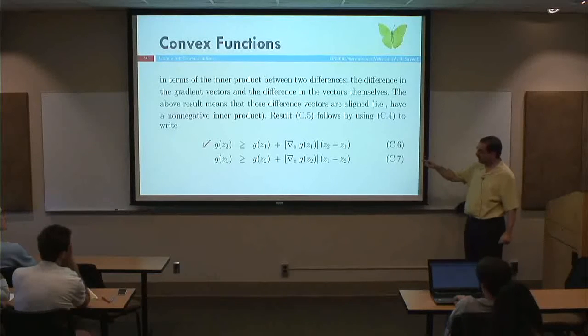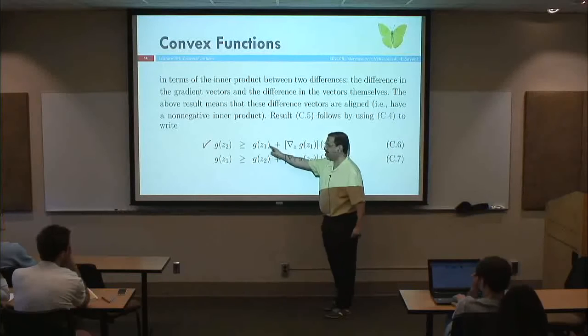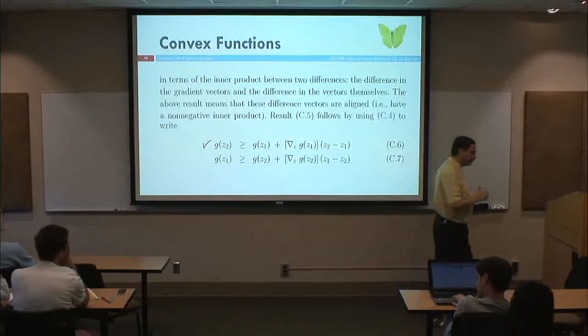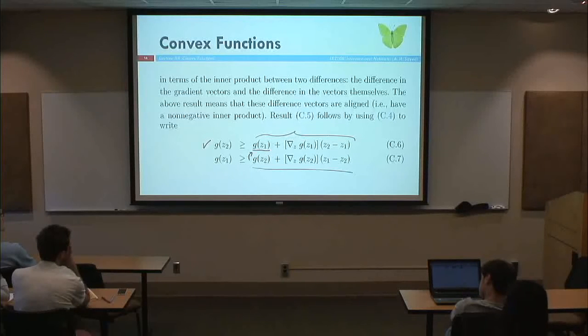So now if you take the second line, here you have G of Z1, put it up here. Because this is larger than the right-hand side, and then G of Z1 is larger than this, so replace this there.